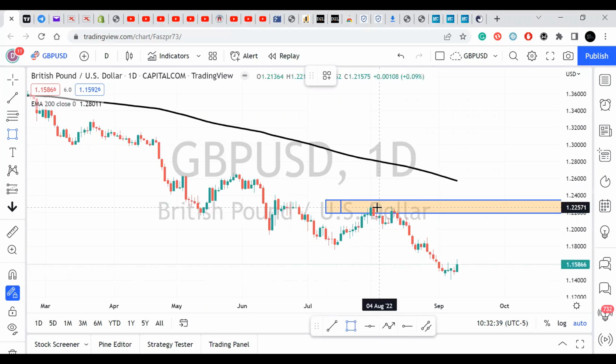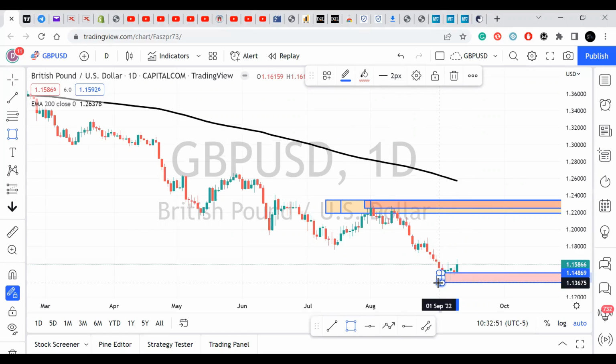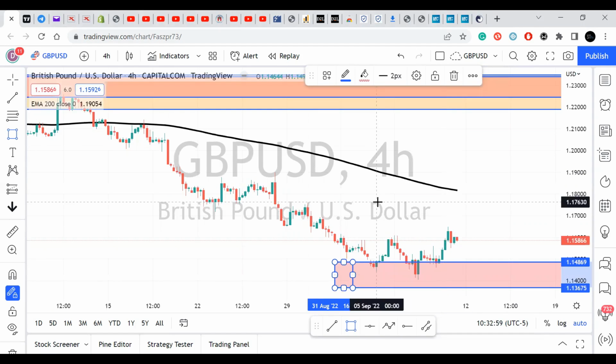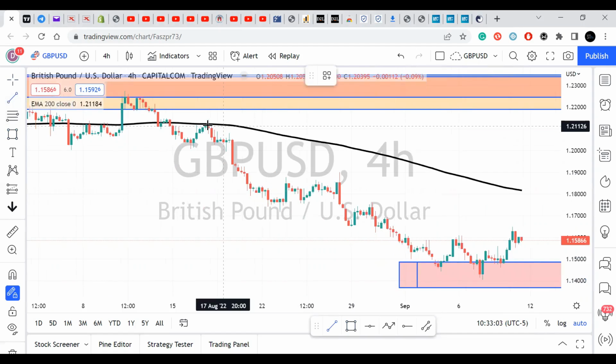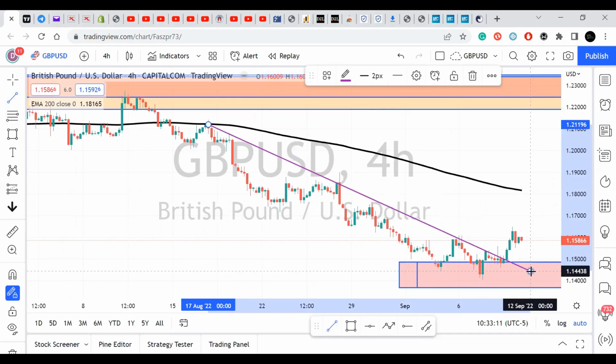So going back to 1D, this place is now our current daily high, and here, this is now our current daily low. So from here we now move to the next lower time frame, which is H4. On this H4, if you look at this chart, we had a trend line here.